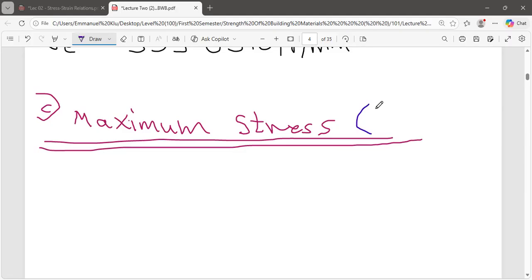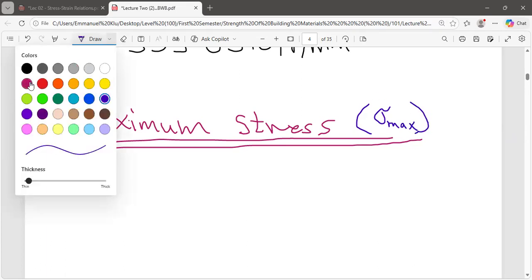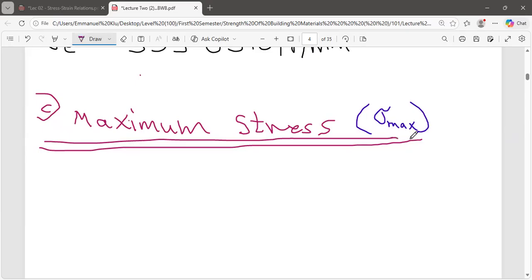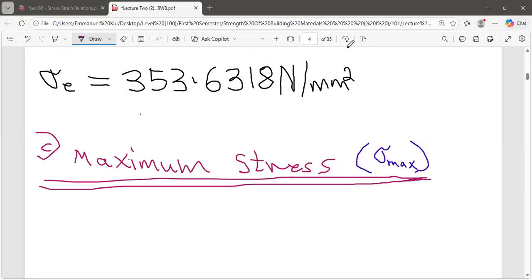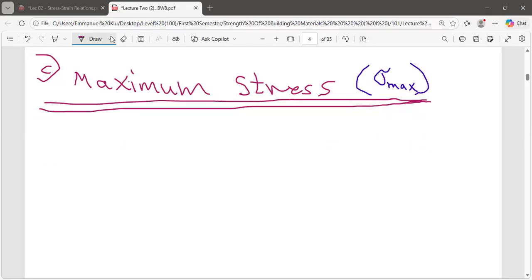Any creative person around, anyone to tell me something else? What is the other name for maximum stress or ultimate stress? What can it also be called? So the maximum stress can also be written with this symbol. If you see this somewhere, it also means the maximum stress. We can also call it the highest stress, or the stress at apex. Good. So let's proceed to calculate our maximum stress. It's just the same trend.